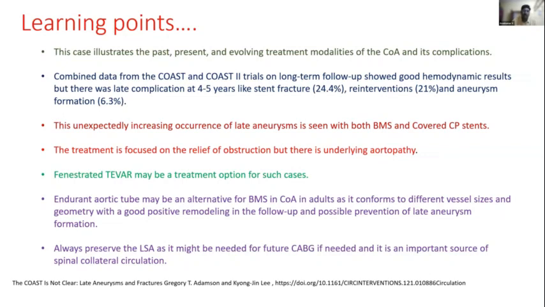The treatment is mainly focused on relief of the obstruction, but there is usually an underlying aortopathy in coarctation of the aorta. Fenestrated TEVAR may be a treatment option for such cases. We usually use the Endurant aortic tube, which may be an alternative to BMS in coarctation of the aorta in adults, as it conforms to different vessel sizes and geometry with good positive remodeling in follow-up and possible prevention of late aneurysm formation. Always preserve the left subclavian artery, as it may be needed for future CABG and is an important source of spinal collateral circulation.